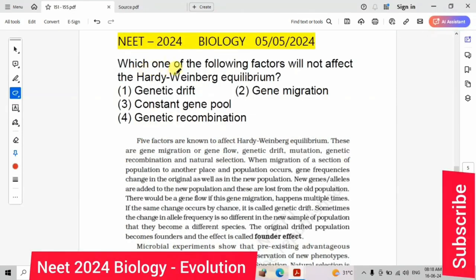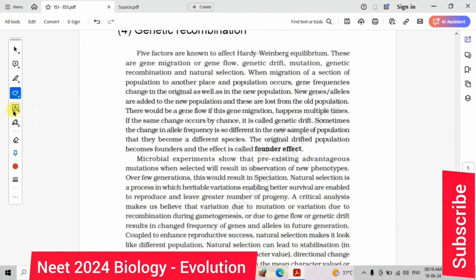Biology NEET 2024. Which of the following factors will not affect the Hardy-Weinberg equilibrium? It is option 3, constant gene pool, is the answer. You can see the NCERT lines here, NCERT topic from the chapter known as evolution.